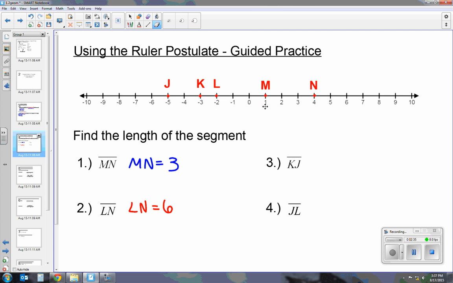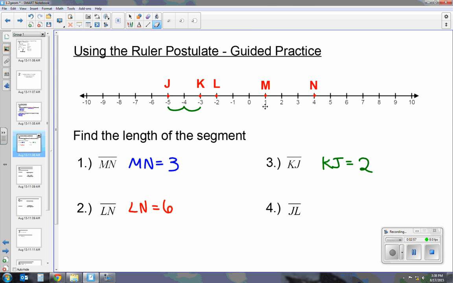The next one, number 3, is the measurement of KJ. Now, if you notice, KJ is moving to the left, but you can start at either point. So we're going to start with J because it's to the very left, and we count 1, 2. So KJ is 2 units. Do not make that negative because length is always positive.